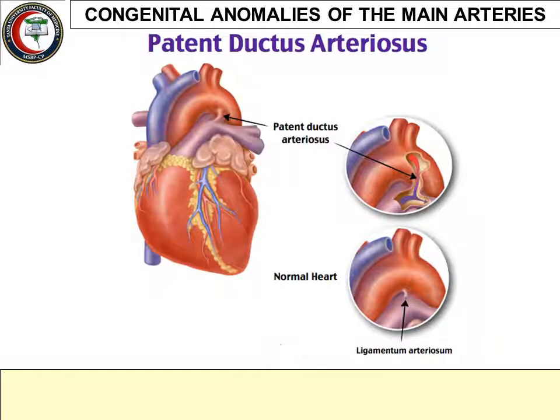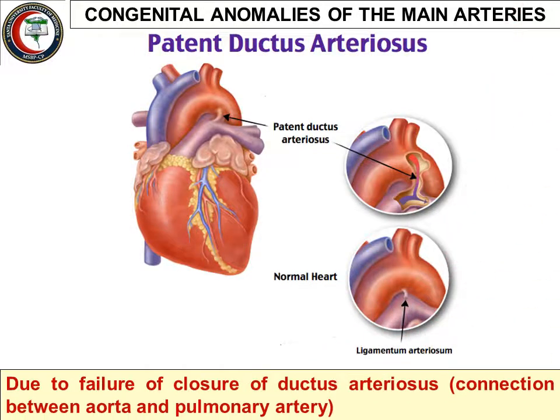Patent ductus arteriosus is a failure of obliteration. It failed to close. This connection between aorta and pulmonary artery fails to close. This is the normal heart. It closed and formed the ligamentum arteriosum here between the arch of aorta and left pulmonary artery. But here it persists as patent ductus arteriosus, making a communication with shifting of the blood between the arch of aorta and the pulmonary artery, and needs correction.